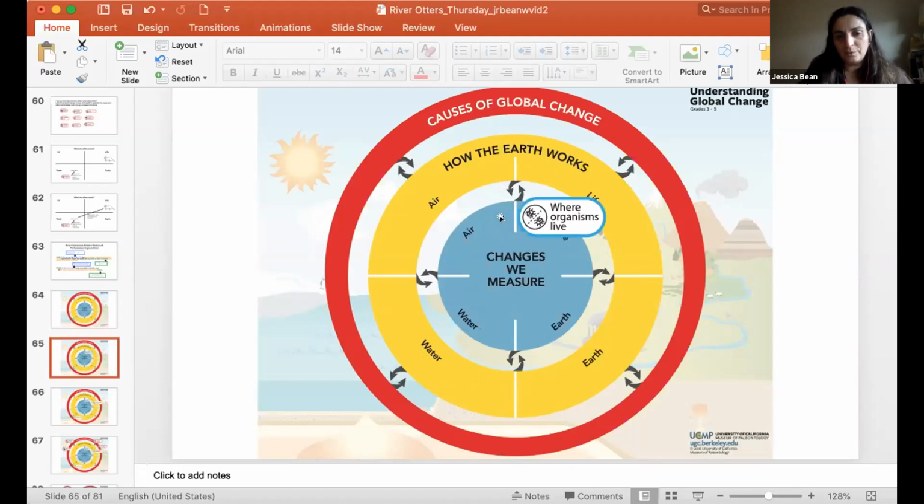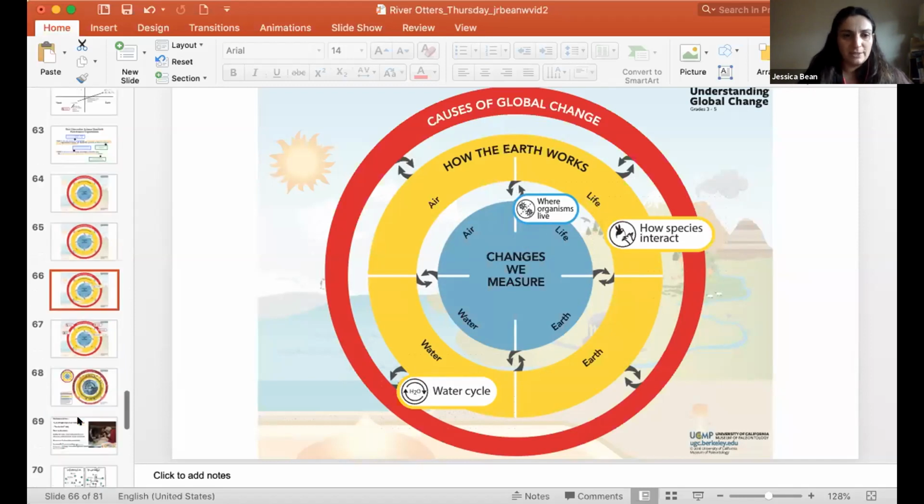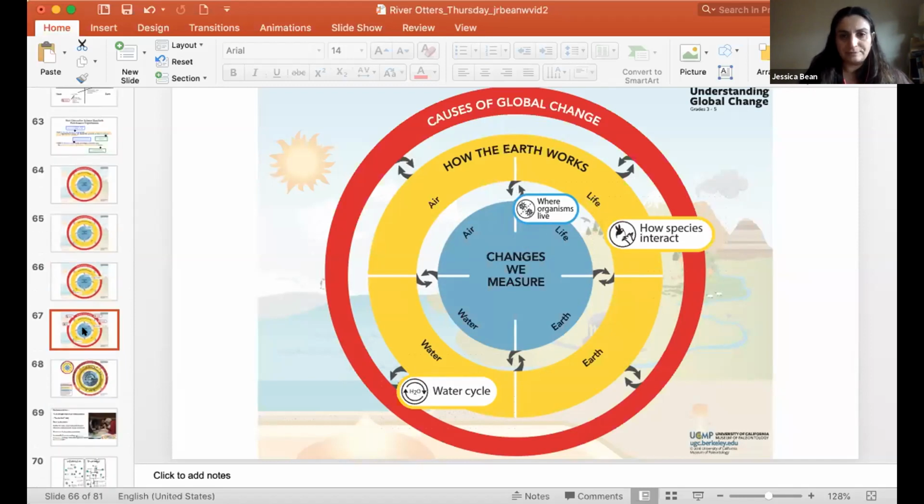So again, the major concept that we've been talking about is, where do organisms live? This is a change that we measure. We measured it in the otters. We saw that map to monitor that change. And what we suspect is that some of that change in the otter range has something to do with how species interact and what other species were available for otters to eat, and also their habitat, especially the water cycle and the way the rivers have been altered over time, especially in recent history.